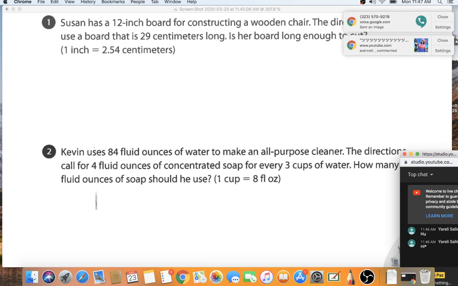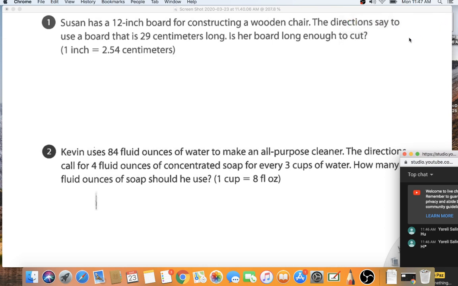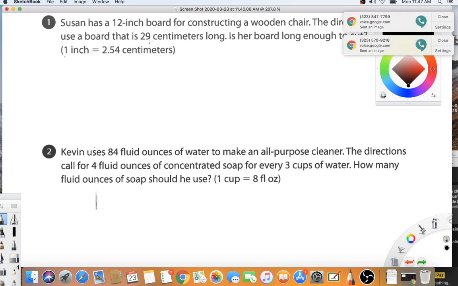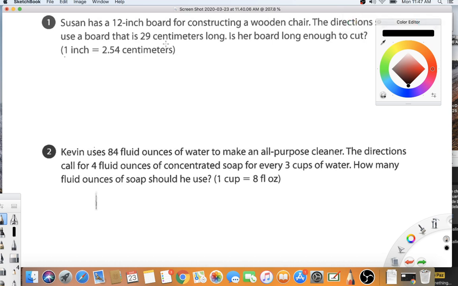For this problem, we have the ratio already, which is 1 inch to 2.54 centimeters. And this book is asking us, is her board long enough to cut? Susan has a 12-inch board, and the directions need 29 centimeters. Is 12 inches long enough for 29 centimeters?